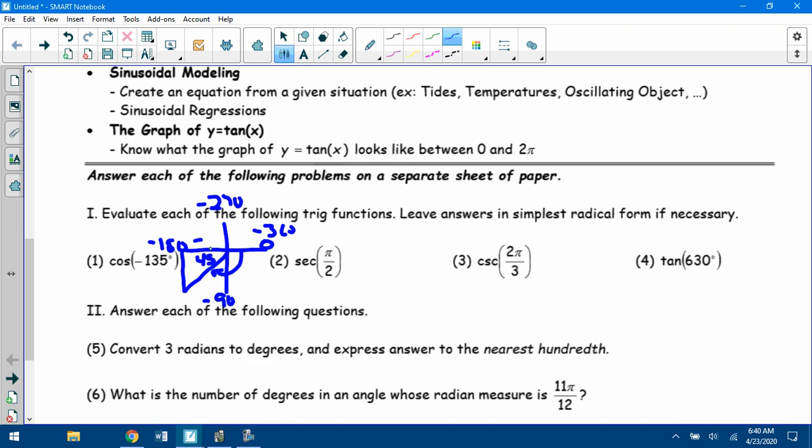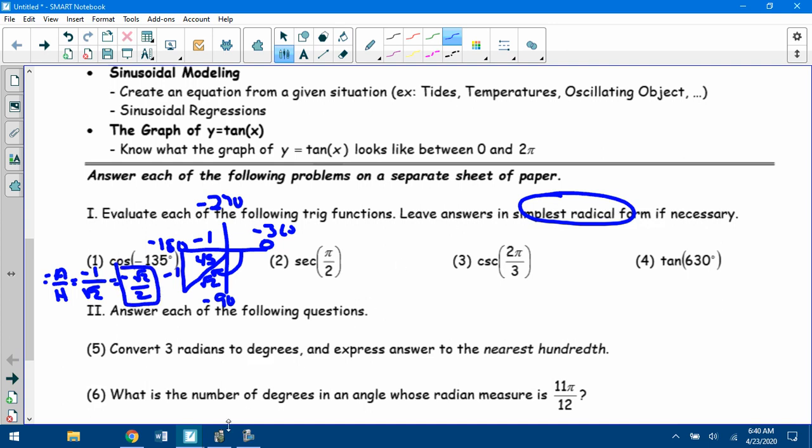This is where you have -1, -1, radical 2. Remember, anytime you go left, it's negative, or down, it's negative. Then you use SOHCAHTOA. So cosine's adjacent over hypotenuse. Adjacent's -1, hypotenuse is radical 2. But then simplest radical form means you're not allowed to have radicals in the denominator. So if you multiply top and bottom by radical 2, this answer is negative radical 2 over 2.